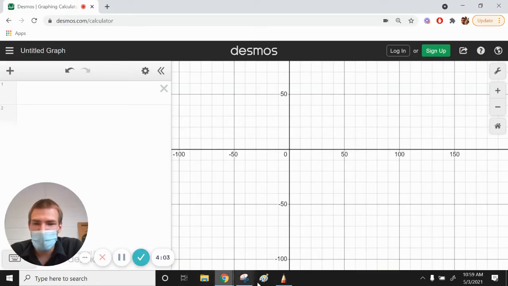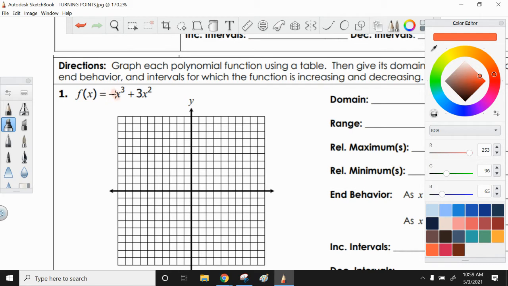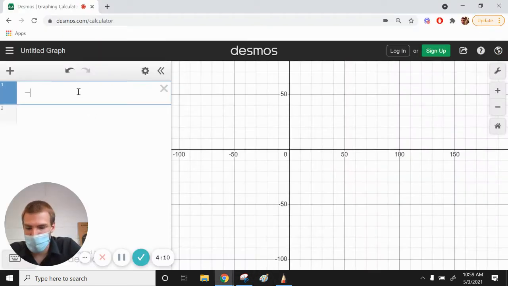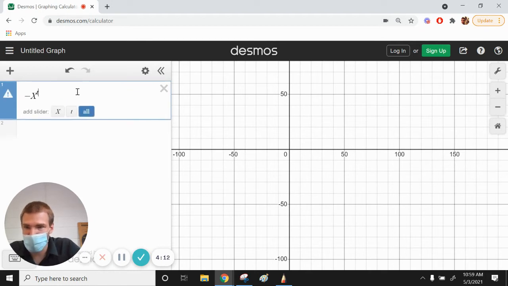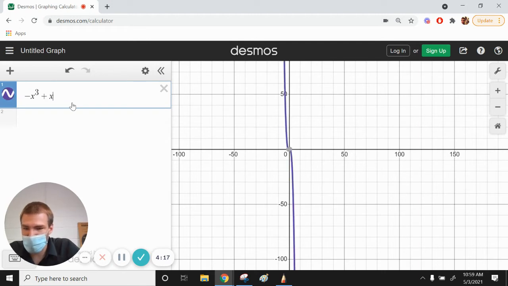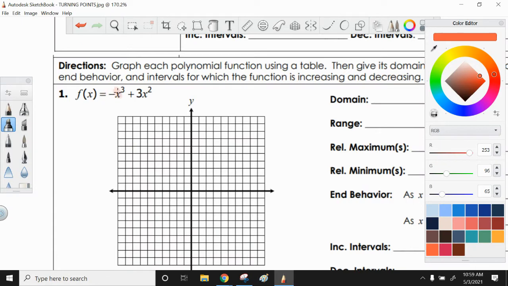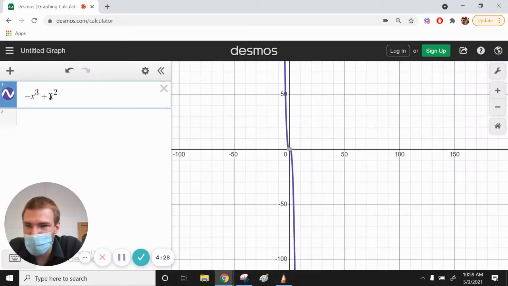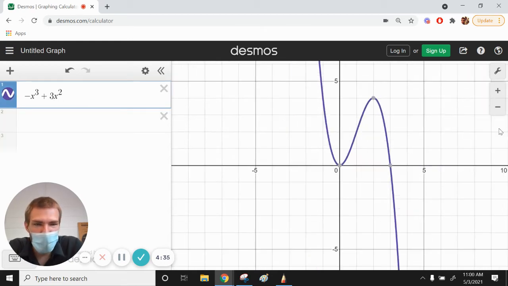Okay, going to Desmos. I need to type in negative x cubed plus 3x squared. Double check you've typed it in right. Negative x cubed plus 3x squared. And then check it here. Negative x cubed plus 3x squared. There you go. I typed it in wrong. That's why you triple check it. Go ahead and go back home with the home button.